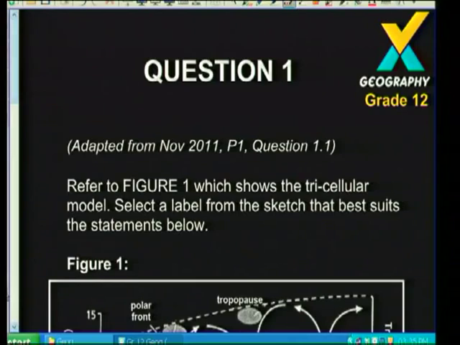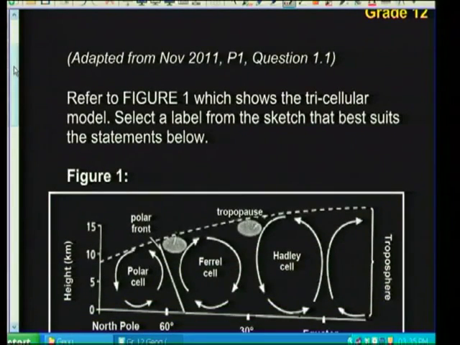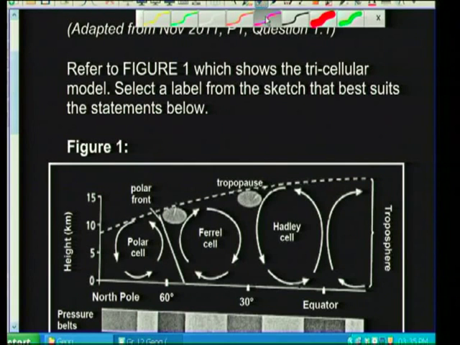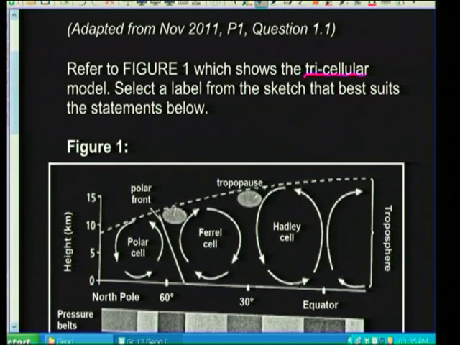Let's look at the first question that I have here. All these questions have been taken from the 2011 November paper. And let's look at it. Obviously, as you can see, it says refer to figure 1, which shows a tri-cellular model. Already it's zoning into a section of climate that you have studied. Select a label from the sketch that best suits the statements below. So obviously it's going to be statements and you select.